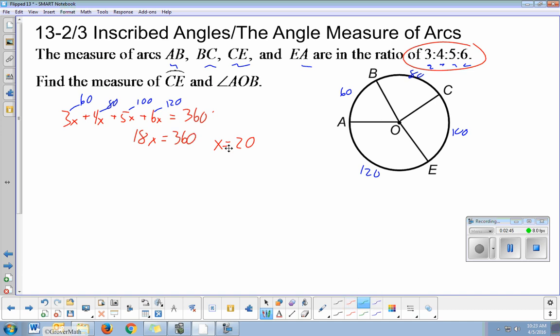Then from that, what's the measure of arc CE? Well, we just determined that arc CE is 100 degrees. And how about angle AOB? Well, angle AOB is a central angle because it's at the center, and central angles equal their arc measurements. So that would make that 60 degrees. That was the rule for central angles: they equal the measurement of their arcs.